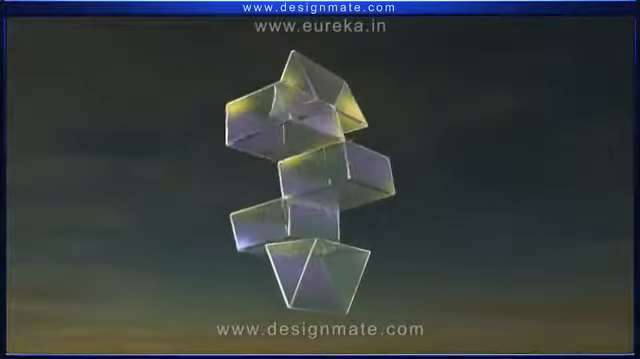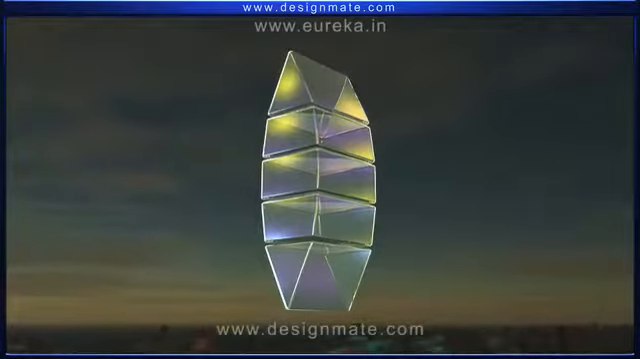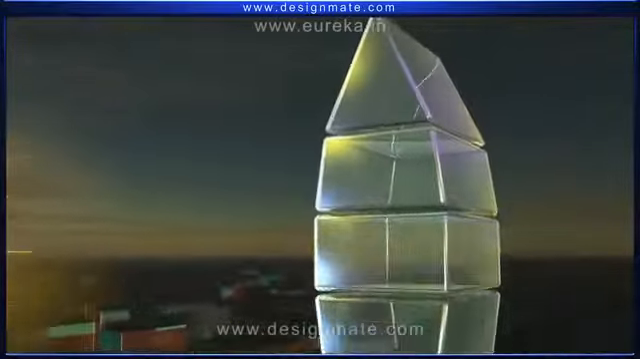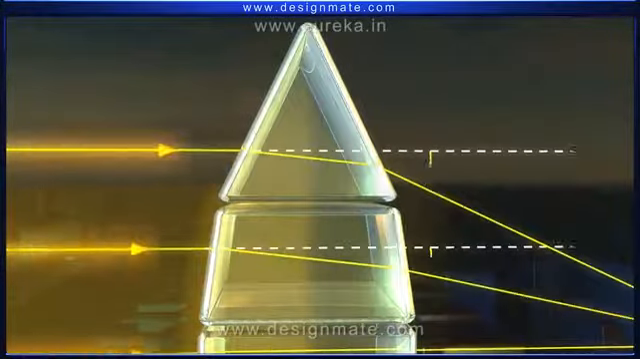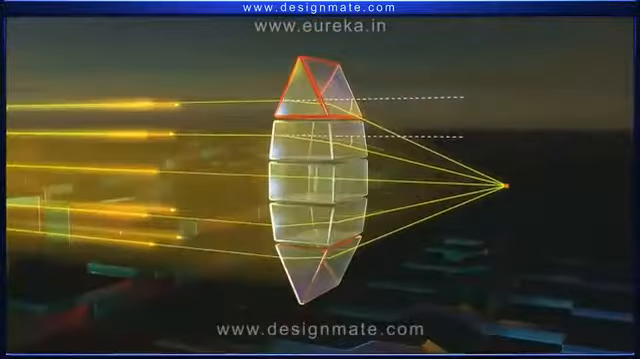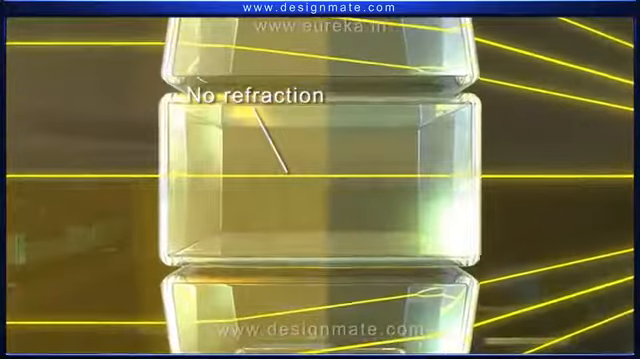Insert a few more slabs of rectangular prisms between the two prisms. The parallel rays incident on such an assembly will undergo maximum refraction at its top and bottom. The rays undergo no refraction at the center of the lens.